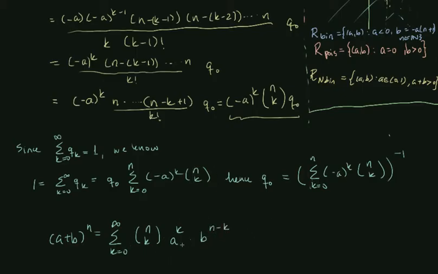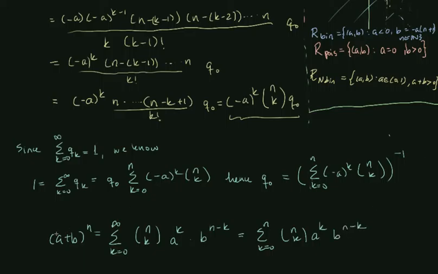In the integer case, where n is just a whole number, we can just plug in n up here, because for all k's that are greater than n, this binomial coefficient is automatically 0. So this is equal to the sum from k equal to 0 to n of n choose k, a to the k, b to the n minus k.